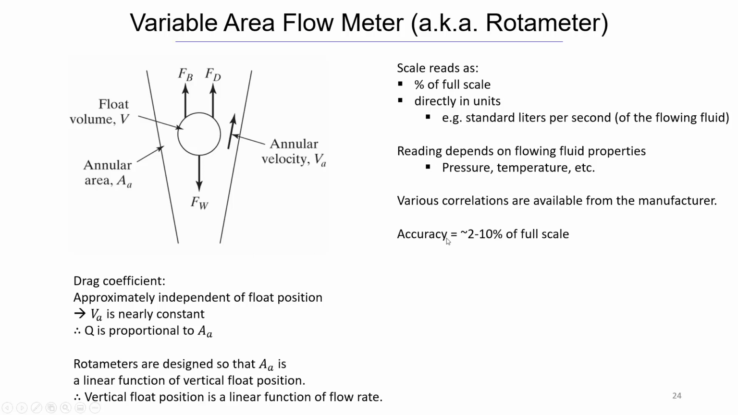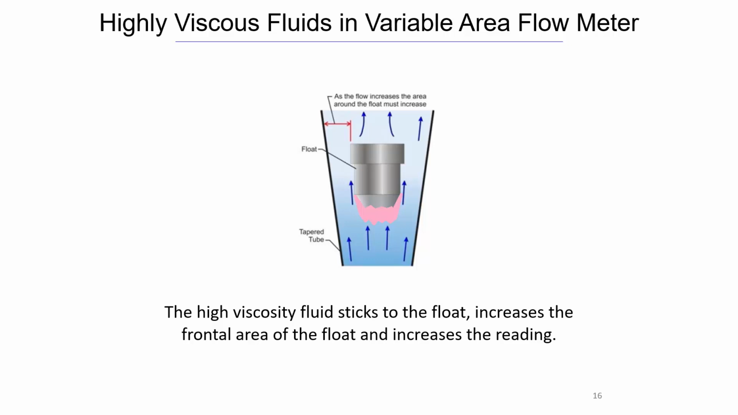This isn't a very accurate device, though. 2 to 10% of full scale is the error you might get. Like I said, it typically must be used vertically. Another complication is that it doesn't work very well for highly viscous fluids. High viscosity fluids stick to the float. That's this pink goopy stuff here, that viscous fluid sticking to the float. That increases the frontal area of the float and increases the reading, increases the drag force, right?